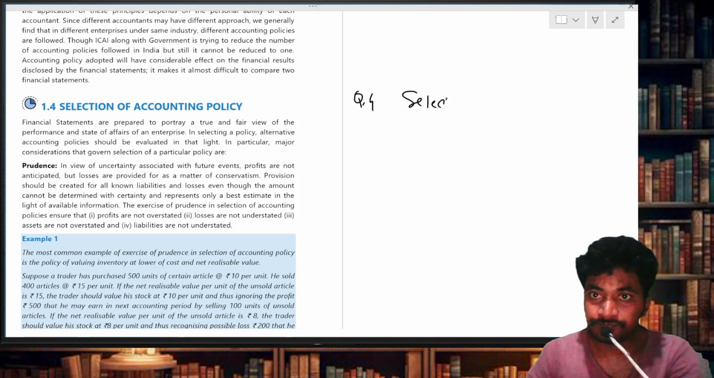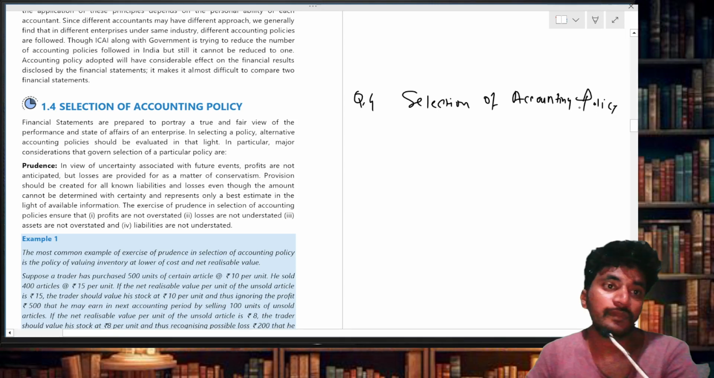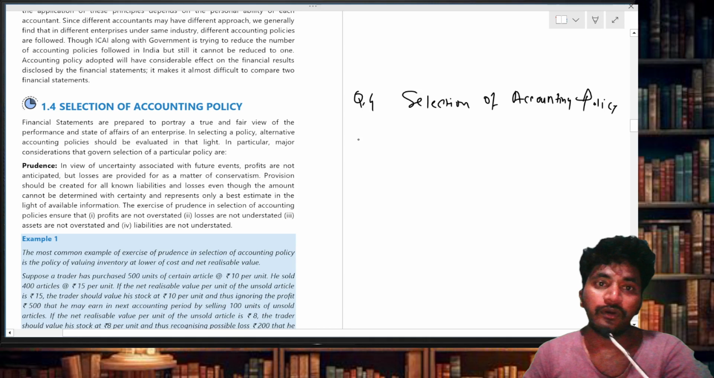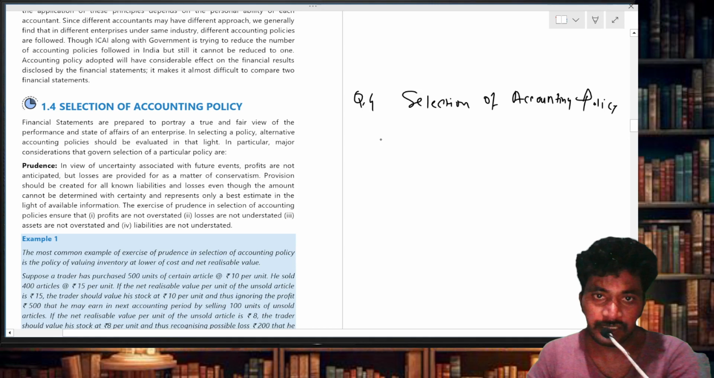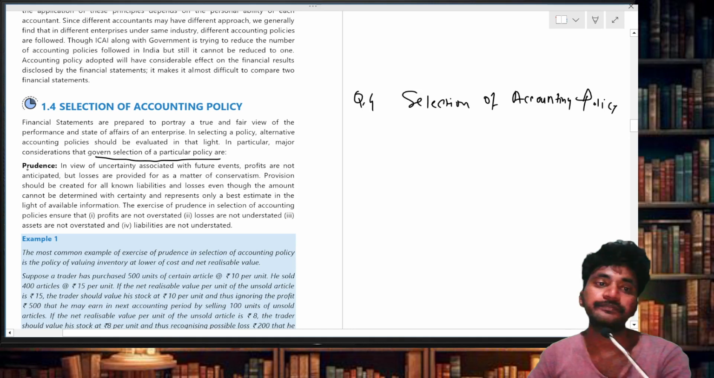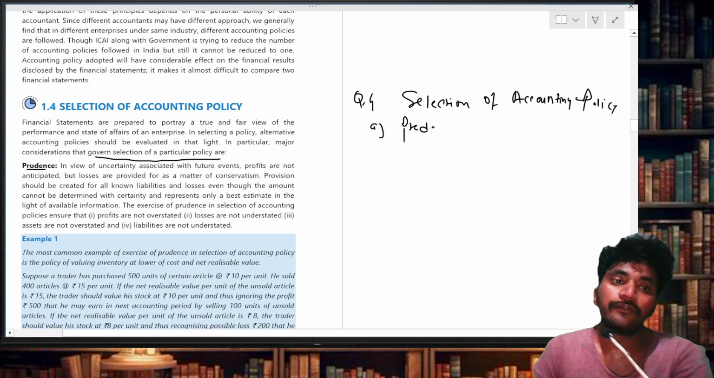Question 4. Selection of accounting policy. Financial statements are prepared to offer a true and fair view of the performance and state of affairs of the enterprise. In selecting a policy, alternative accounting policies should be evaluated in the light of the major considerations that govern selection of the particular policy. First, prudence.